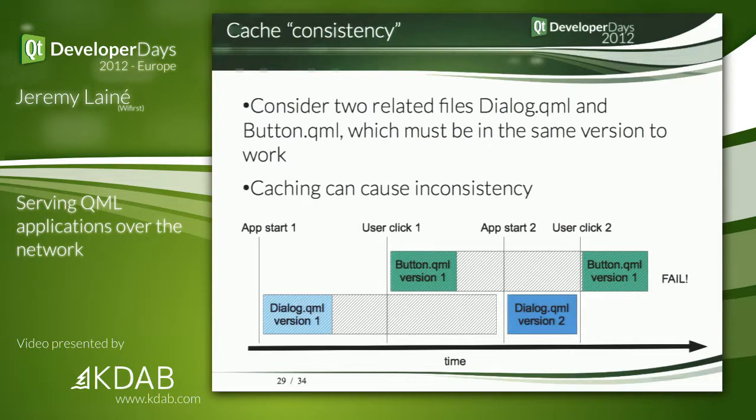One issue you might run into is a sort of consistency problem related to caching. To try and explain this, let's say I have a dialog file and a button file, and the button has a certain API in version 1, and I go ahead and change the way this button element works in a second version, and so the dialog which uses this button is going to need to change. You might end up in a situation.